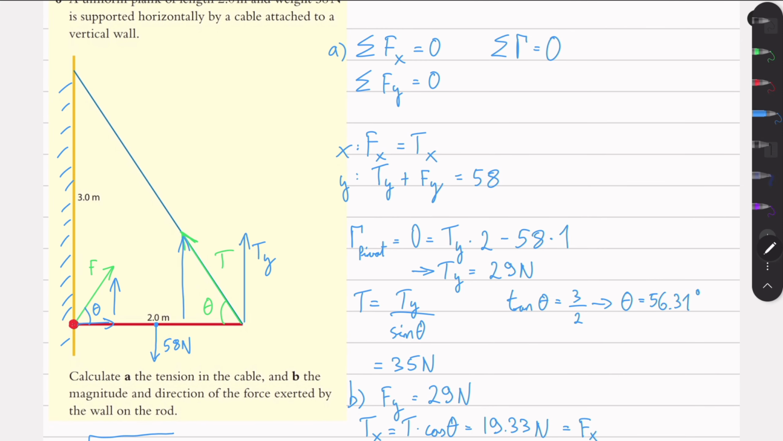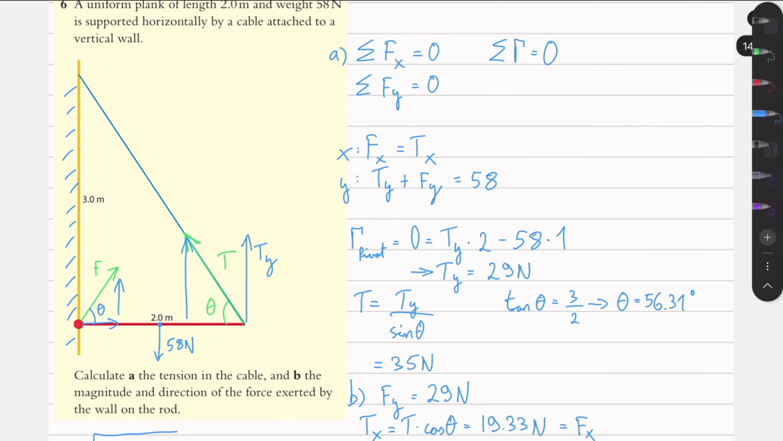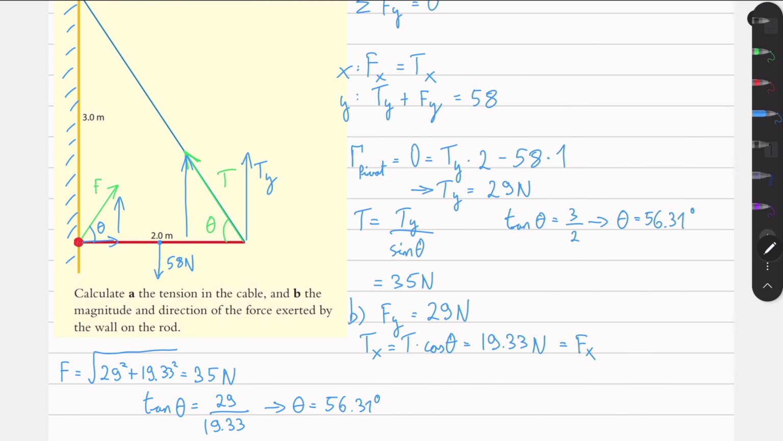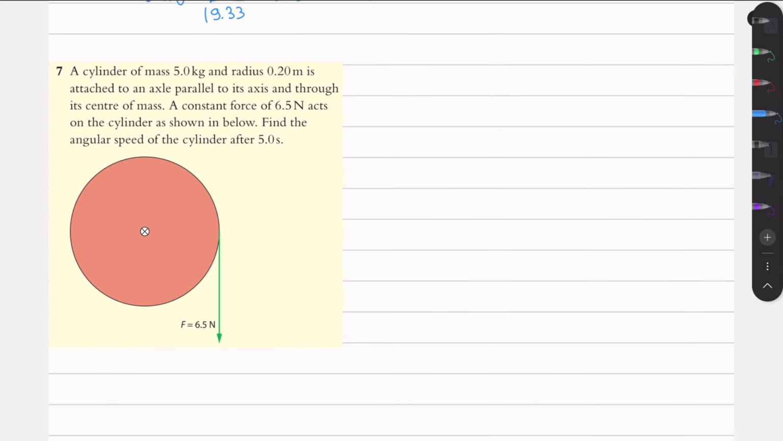So this is a pretty common example. It's a good idea to be familiar with these, how we wrote up these equations, and from there it's pretty much just trigonometry and rearranging equations.